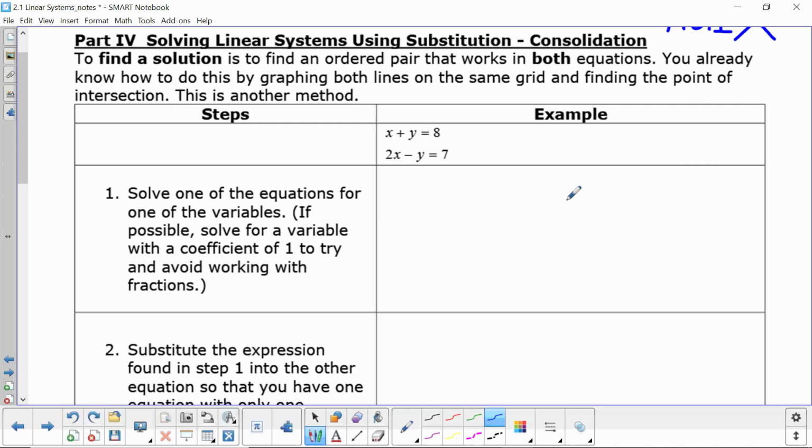For the first step, solve one of the equations for one of the variables. If possible, solve for one variable with a coefficient of 1. Coefficient of 1 means the number in front of that variable is 1, so there's no number. Try to avoid working with fractions, because if you have 1, then you could avoid working with fractions. So read this again: solve one of the equations for one of the variables.